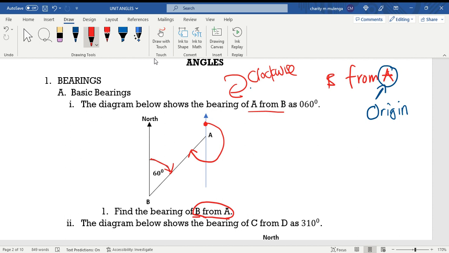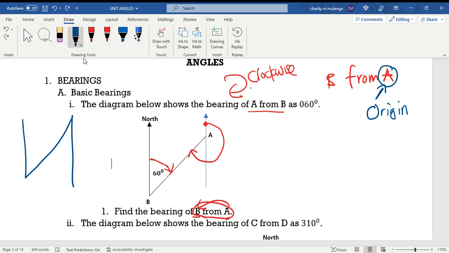Why have I ended on this line? Because it's taking me to my destination. So the key is when you make the rotation, you should end on the line that is taking you to the destination. In this case, AB is taking me to my destination B. That's why I ended on the second line. That's the key.